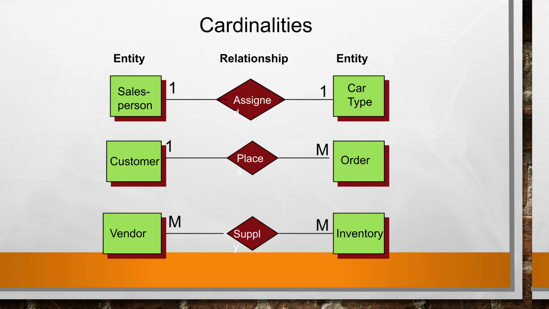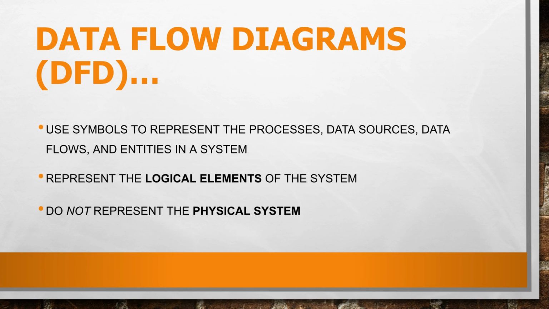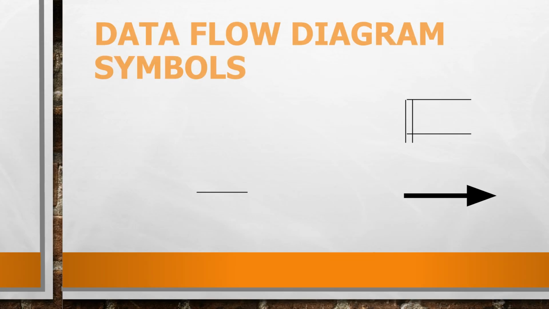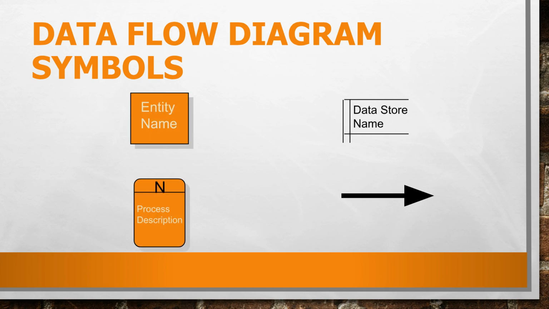Data flow diagrams, or DFDs, use symbols to represent processes, data sources, flows, and entities. They focus on the logical elements of a system, not the physical implementation. Here are the standard DFD symbols used to visualize these logical flows, including indicators for entities, data stores, processes, and the direction of data movement.